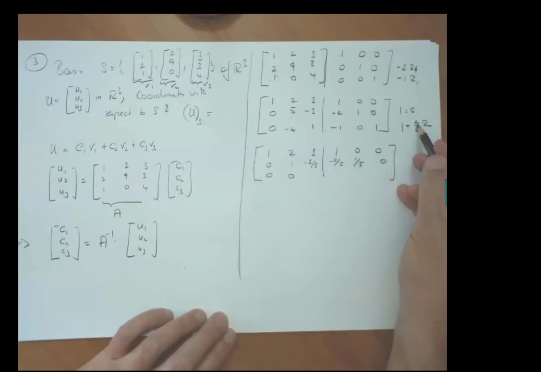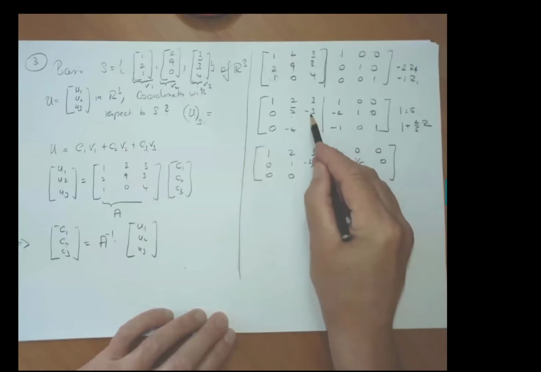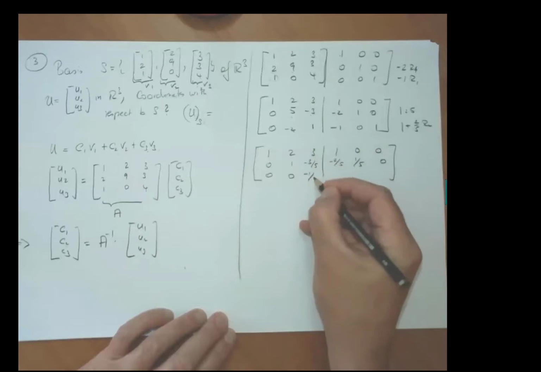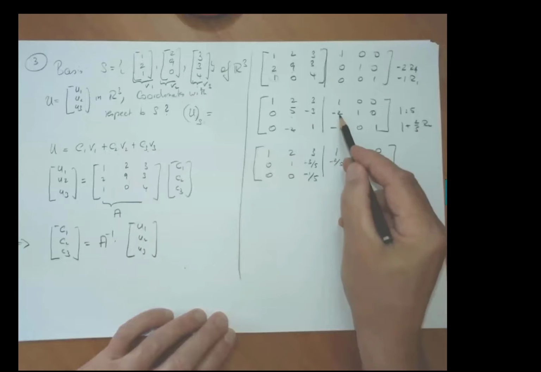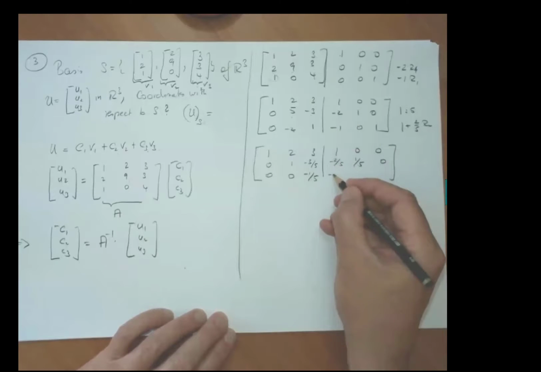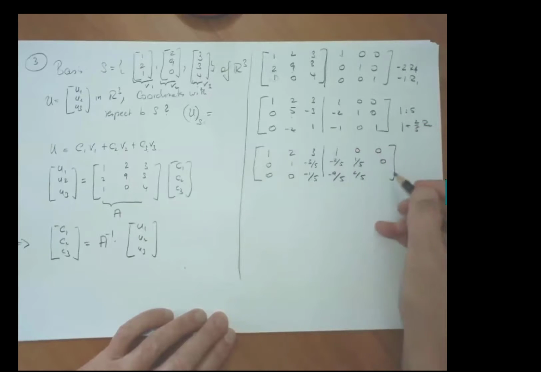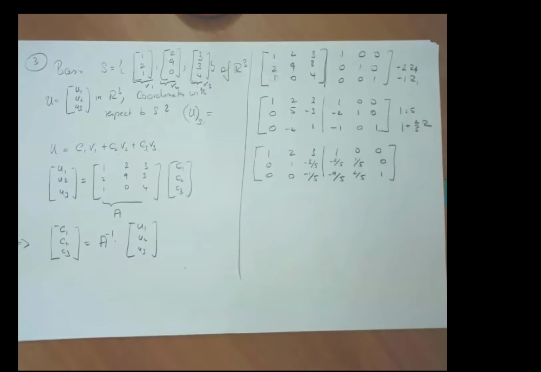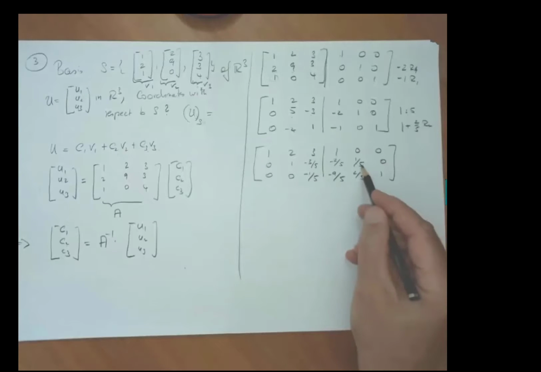And what do I do? 2/5 times this. So 1 is 5/5, minus 6/5 is minus 1/5. Minus 1 is minus 5/5. Minus 4/5 is minus 9/5. Then here is 2/5, and here is 1. Just give me a moment. I'd like to check in my notes. So also, if someone sees a mistake, please let me know. Okay, I think we are good.